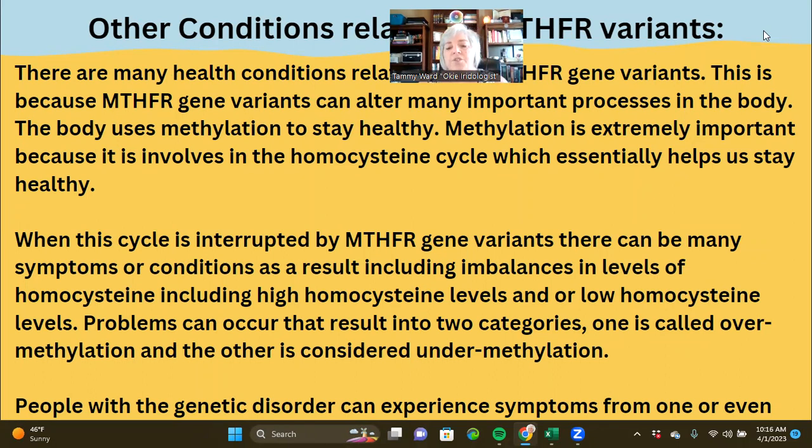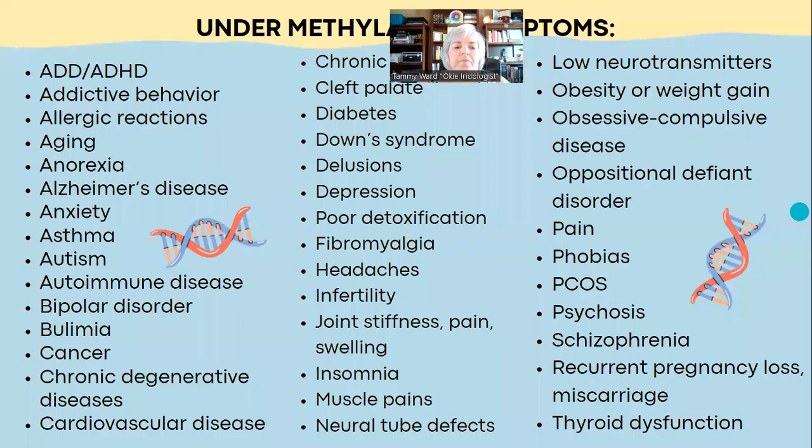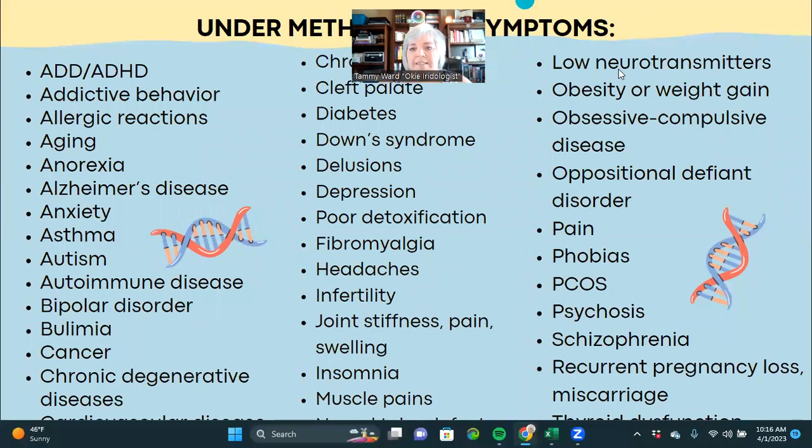Problems can occur that result in two categories. One is called overmethylation, and the other is considered undermethylation. People with the genetic disorder can experience symptoms from one or even both of them. So here are the different undermethylation symptoms: ADD, ADHD, addictive behavior, allergic reactions, aging, anorexia, Alzheimer's disease, anxiety, asthma, autism, autoimmune disease, bipolar disease, bulimia, cancer, chronic degenerative diseases.